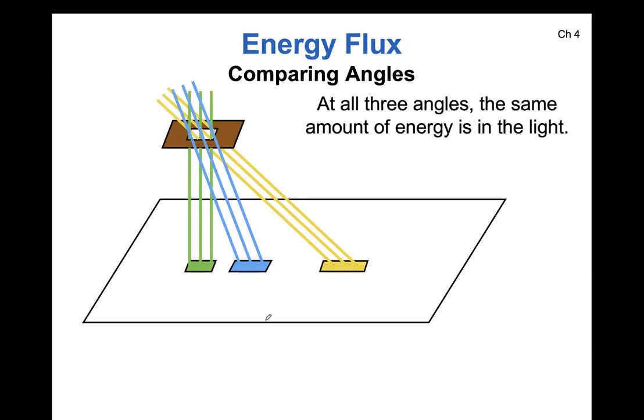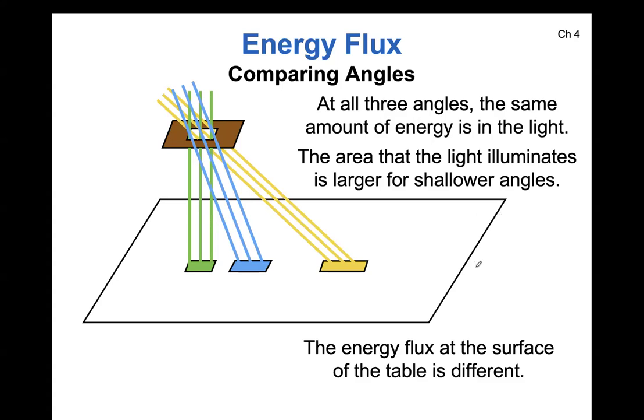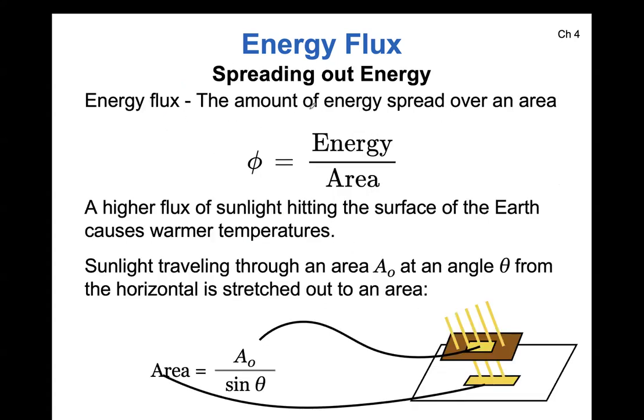The area is changing. So here they are, all compared together. Smallest area in green, larger area in blue, biggest area in yellow. At all three angles, the same amount of energy is in the light. The area that the light illuminates is larger for the shallower angles. The energy flux at the surface of the table is different. It's different because the area changed. And the area went up, which means the flux had to go down. So we see that the spreading out of energy due to the angle of the light is a change in the area.